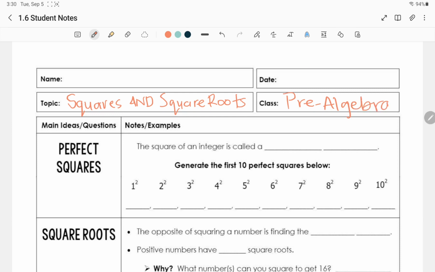All right, so first things first, the square of an integer is called a perfect square. The square of an integer is a perfect square. Generate the first 10 perfect squares below. Again, a perfect square is squaring any integer. It's called a perfect square, right?